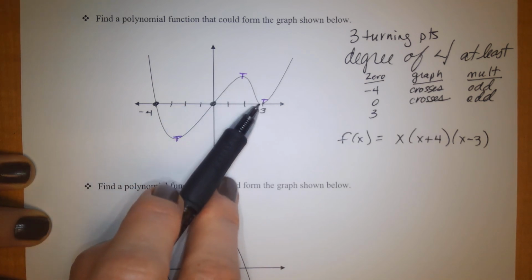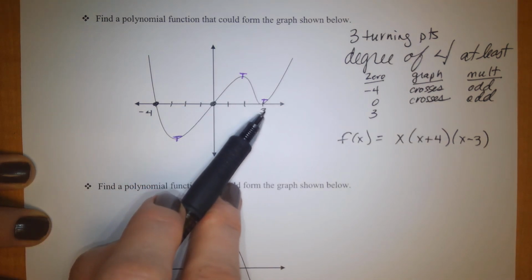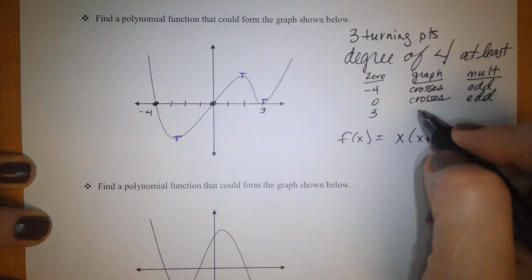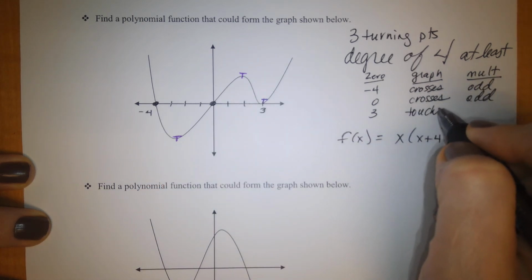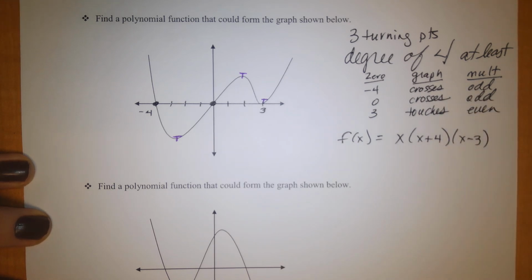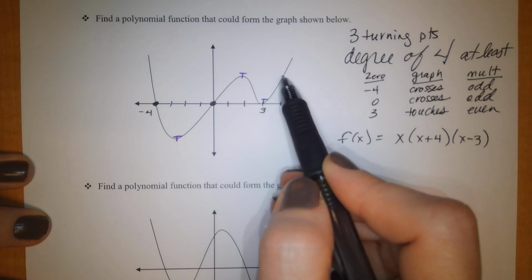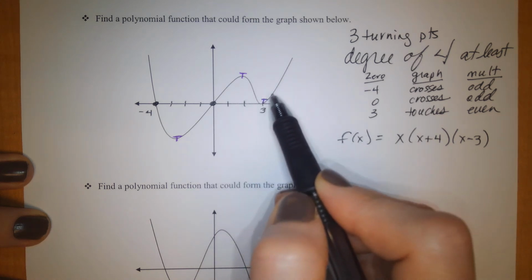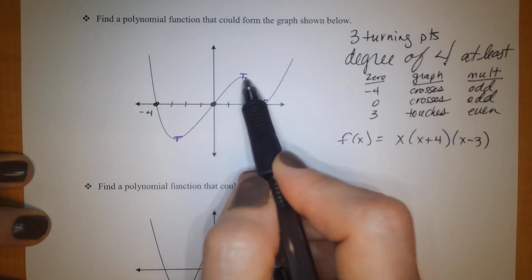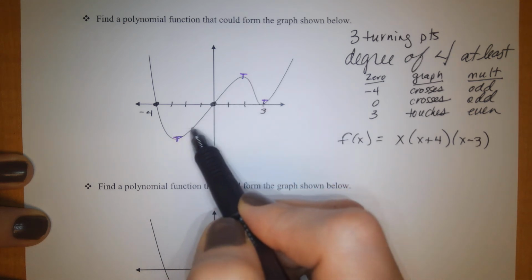However, at the x-intercept 3, it only touches and reverses and goes back the same direction from which it came, which means it has an even multiplicity. You can see it looks more like a parabola here, which is an even multiplicity. Crossing through has more of an odd multiplicity, meaning it crosses from one side to the other, like an x to the third graph.